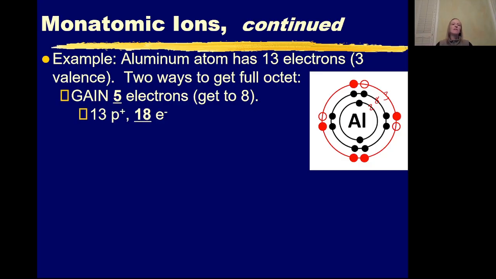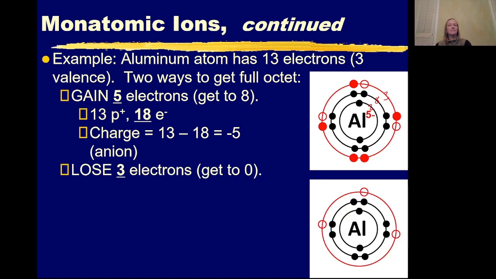If I add 5 electrons, then the electrons are winning by 5. That means that overall, this atom has a charge of -5. So I better put a charge on it to indicate that this isn't an atom anymore, it is an ion.